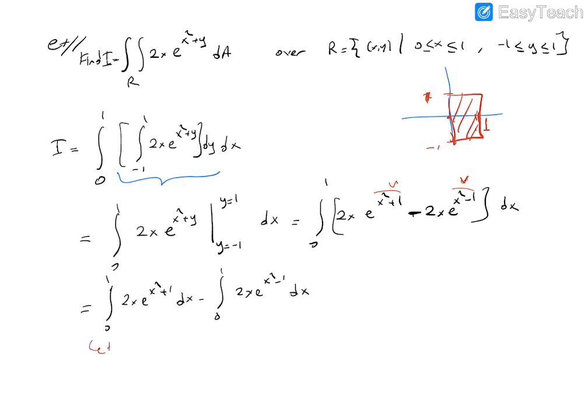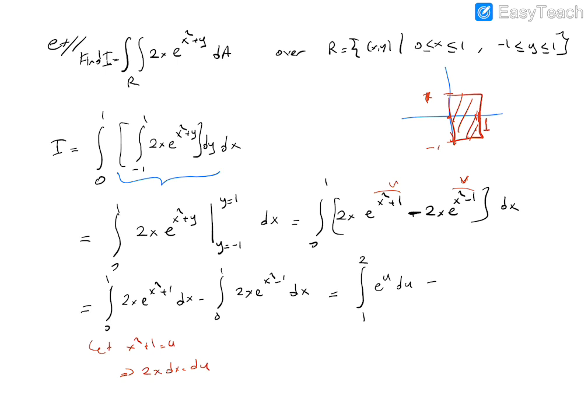So for the first case, let's say x squared plus 1 is u. So this implies 2x dx is du. So the first integral will be, I will write the limit of the integral later, 2x dx will be du, so e to the power u du. And when x equals 0, u is 1. When x equals 1, u is 2. So from 1 to 2.